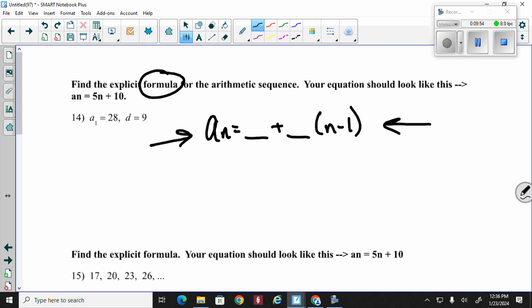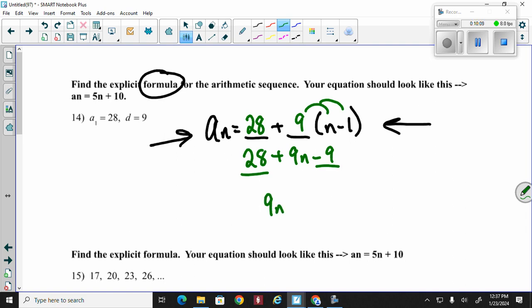this setup. All right? So my first term is 28. That goes in the first blank. My common difference is 9. I distribute the 9, and you get 28 plus 9n minus 9. Combine the first, combine the last. That'll be 9n plus 19. There we go.